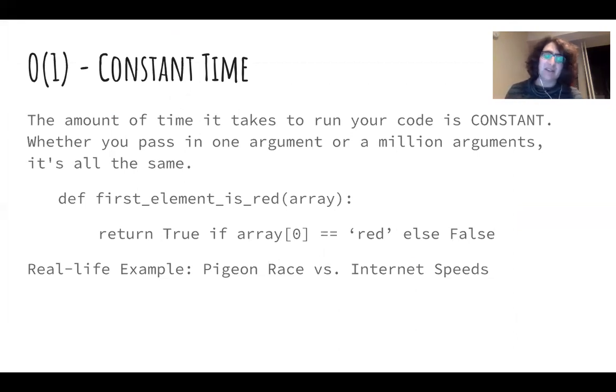We have an example ready right here. First element is red takes an array and just returns true if array[0] is red, or else it's false. So in this case, we could pass it an array with 1 element or 50,000. It wouldn't make a difference because we're only checking 1 element in the array. So again, O of 1 is something we should strive for. It's not usually possible if you're working with a large data set, but the closer we can get to 1, the better.